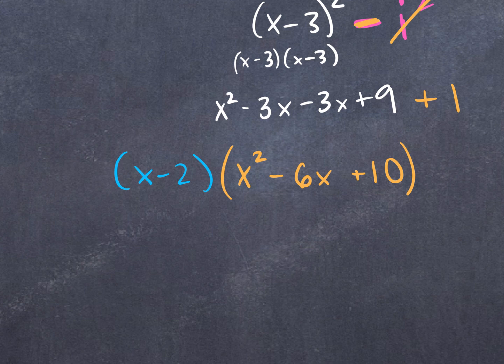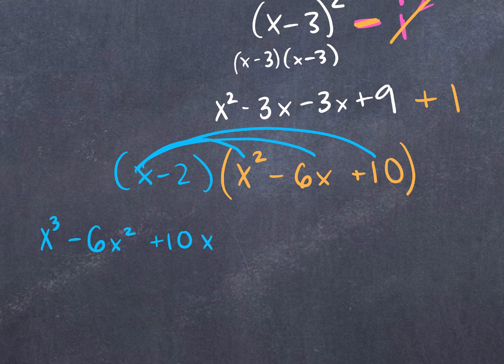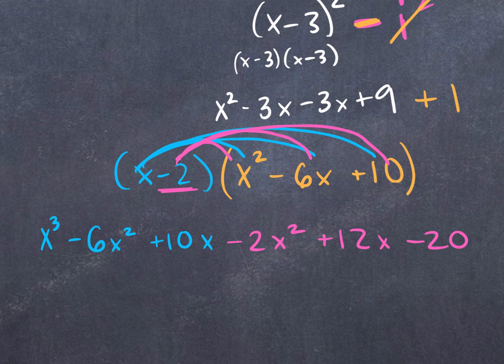So now we have to multiply these out. Just make sure everything in your first set gets multiplied by everything in the second. So x times x squared would be what? x cubed. x times negative 6x, negative 6x squared. And x times 10, 10x. Then we can move on to the negative 2. So negative 2 times x squared, negative 2x squared. Negative 2 times negative 6x, plus 12x. And negative 2 times 10, negative 20. Joey, what do we do next?